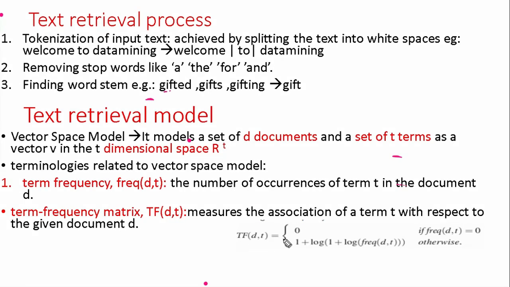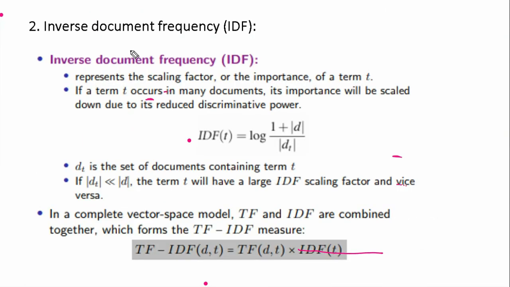Next, term frequency matrix TF of D comma T. It measures the association of the term T with respect to the given document D. TF of D comma T is equal to 0 if the frequency of D comma T is equal to 0. That means that the particular term did not appear anywhere in the document. But if it has occurred, then we find the occurrence using this equation, that is 1 plus log frequency of D comma T. If the document is of bigger size, then it is necessary to normalize the occurrence of the particular term.